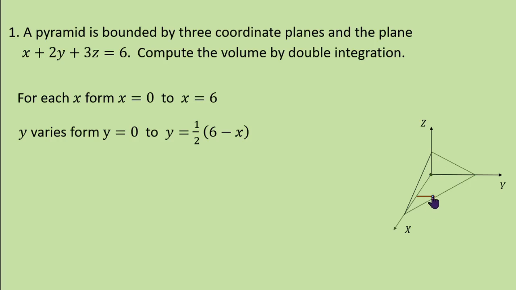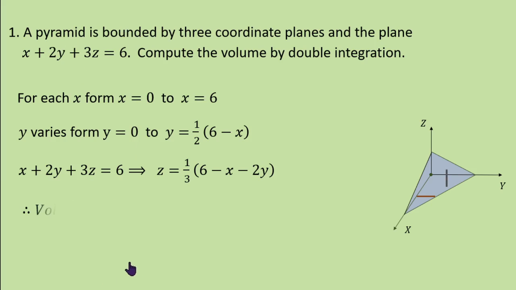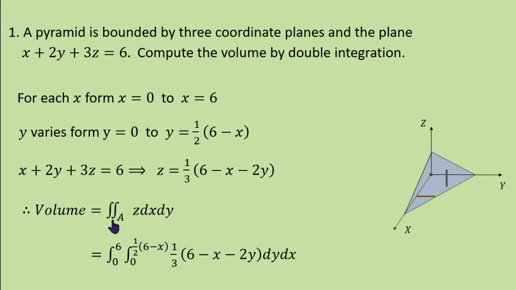Now, for any x, y, the z coordinate is on this plane, that is x plus 2y plus 3z equal to 6. Therefore, 3z equal to 6 minus x minus 2y, which means z is 1 by 3rd of 6 minus x minus 2y. So, this is the plane x plus 2y plus 3z equal to 6. Therefore, the volume of this pyramid is double integral z dx dy.